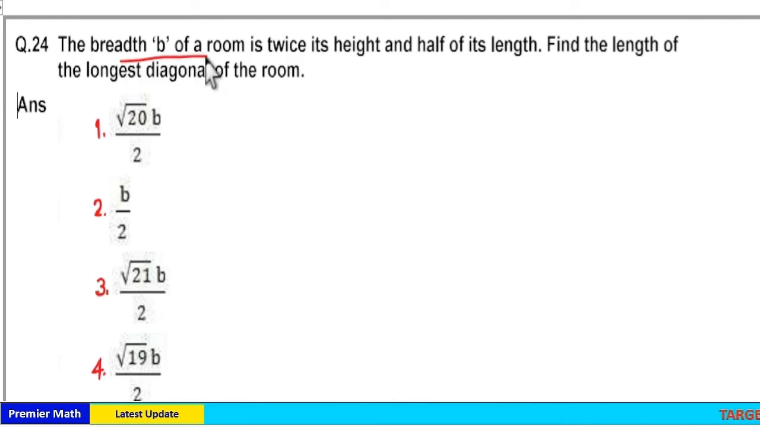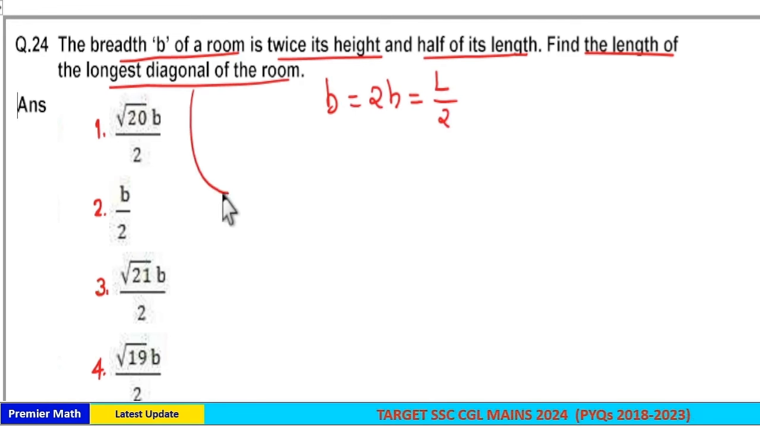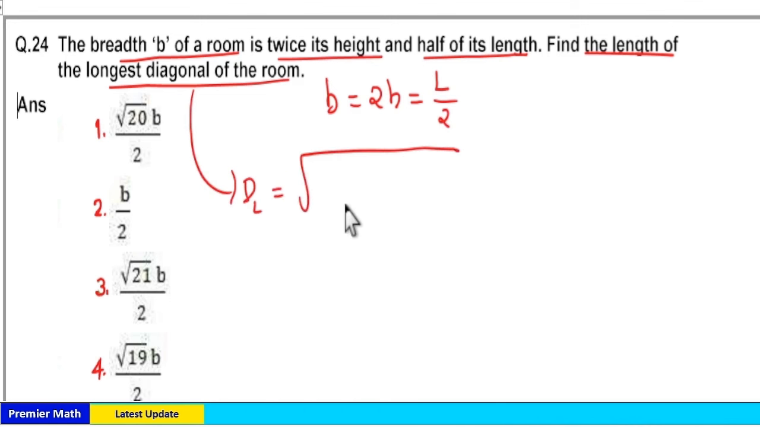The breadth B of a room is twice its height and half of its length. Find the length of longest diagonal of the room. Here, breadth of the room is twice its height and half of its length. Now, longest diagonal of this room is equal to root of square of length plus breadth square plus height square.